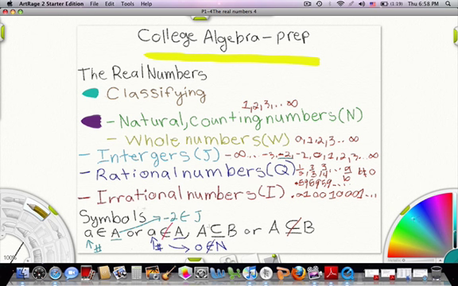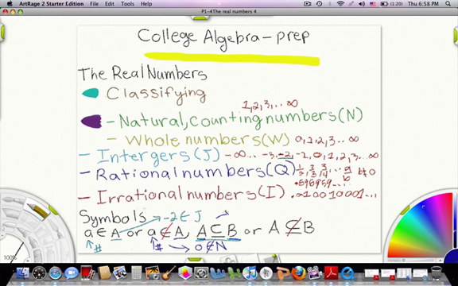And next, you might see something that looks like this, where it is a capital letter A with this sideways U with a line underneath, and this capital letter B. What this is saying is that this member set A is in this member set B. That might be a little confusing now, but let's look at an example that will clear this up.